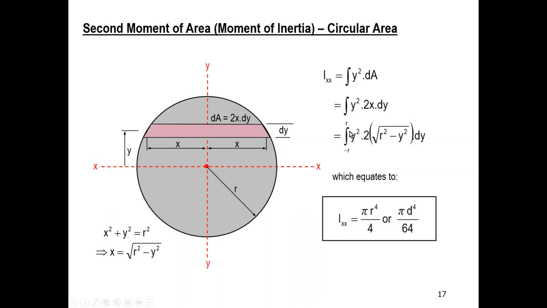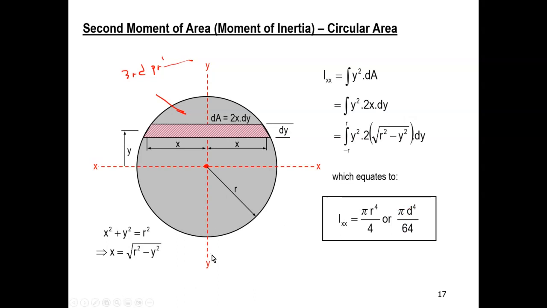And then after carrying out the integration and simplification, what you find is the standard moment of inertia. This is the third primitive shape. For the full circle, the second moment of inertia is pi over 64 multiplied by the diameter to the power of 4. That is the full circle.